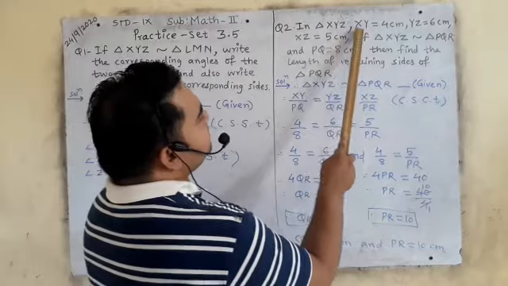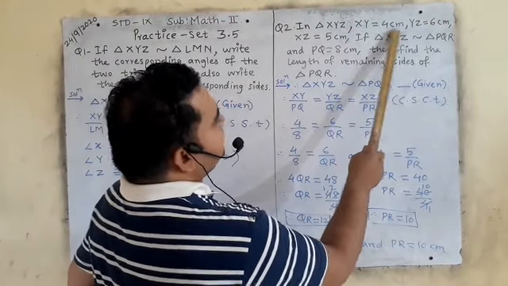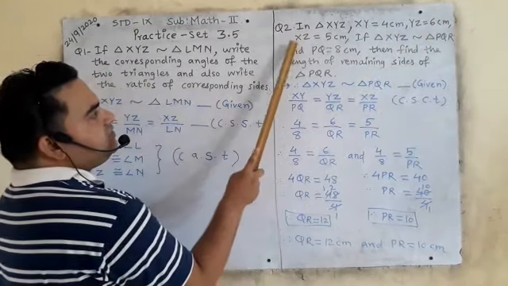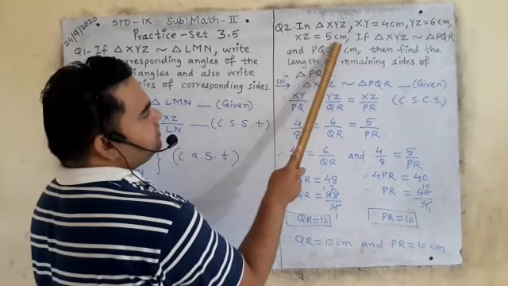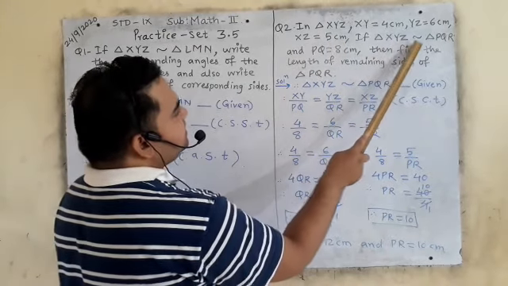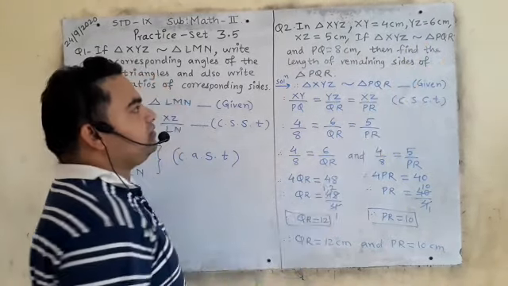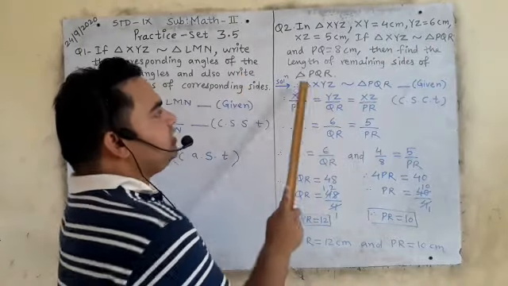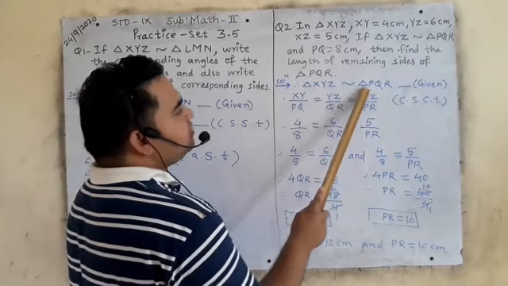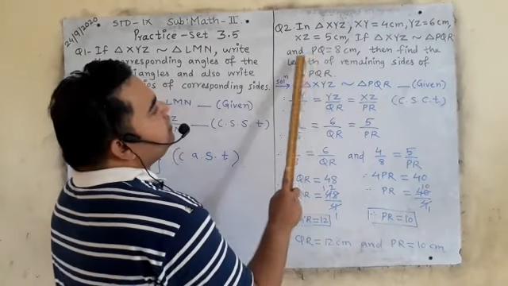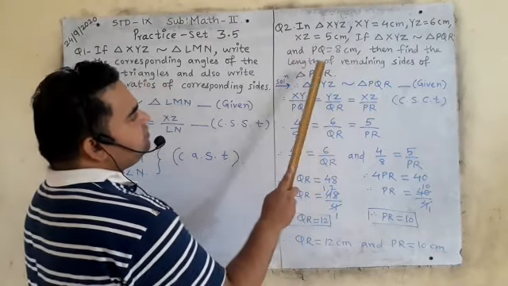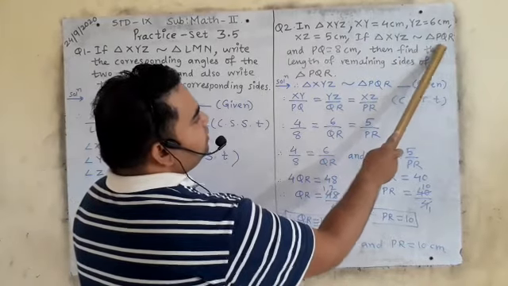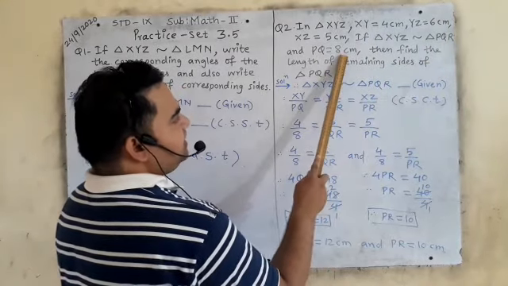In triangle XYZ, XY is 4 cm, YZ is 6 cm and XZ is 5 cm. If triangle XYZ is similar to triangle PQR, we will write that first: triangle XYZ is similar to triangle PQR, given. And PQ is 8 cm. So one side of PQR is given, PQ is 8 cm.